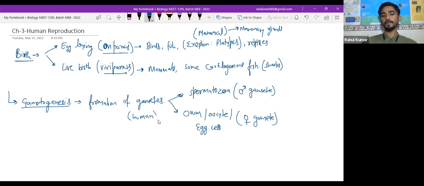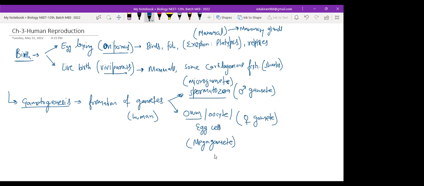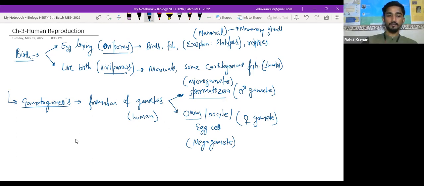Okay. So we have come into human reproduction, so we will talk about humans. Now this spermatozoa is also known as microgamete. Can someone tell me why, taking help from the plant chapter? This is called microgamete, and the female gamete is called megagamete or macrogamete. Can someone give me the reason why? Because the spermatozoa is small. Yes, it is very, very small as compared to the ovum.